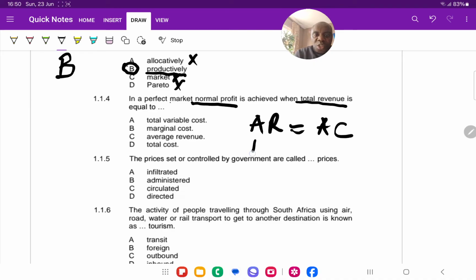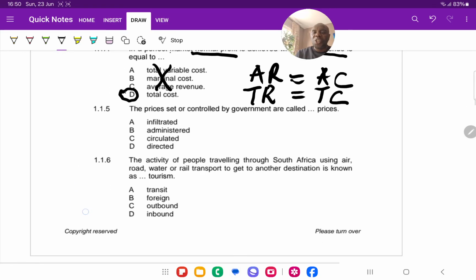So in a perfect market, normal profit is achieved when total revenue is equal to total cost. I'm going to replace this with total revenue, and here I'm going to put total cost. Average revenue is equal to average cost when we are drawing the graphs for market structures, but here the examiner is asking you in terms of total revenue. So total revenue should be equal to total cost for a business to earn normal profit. So the answer becomes D. These other answers are all incorrect.